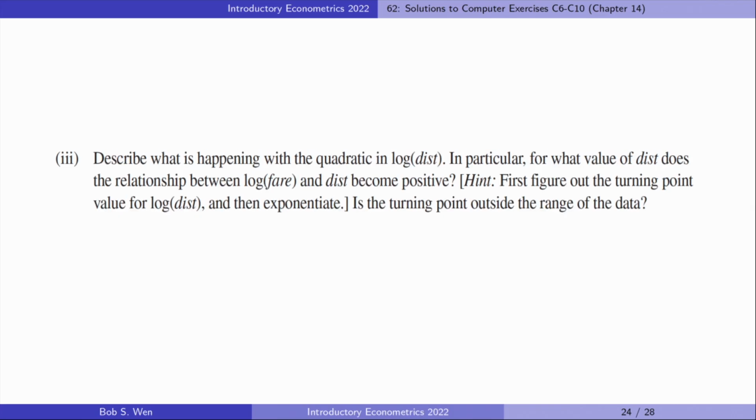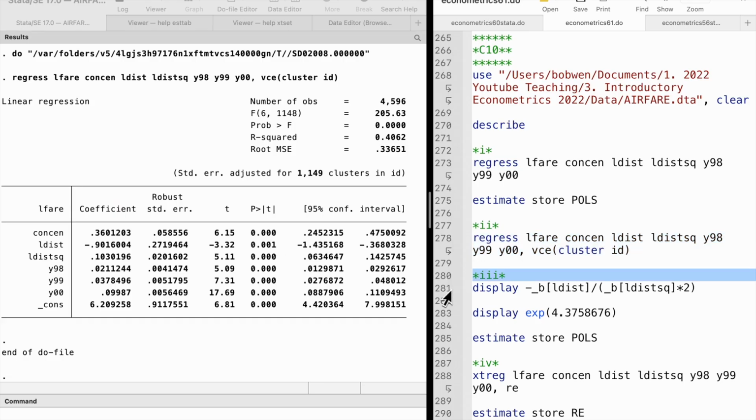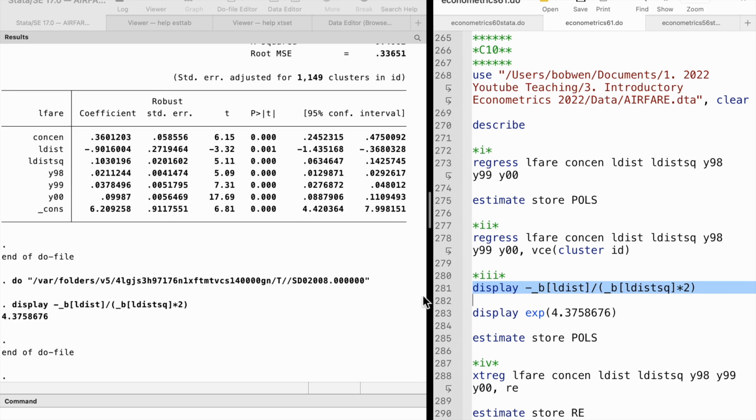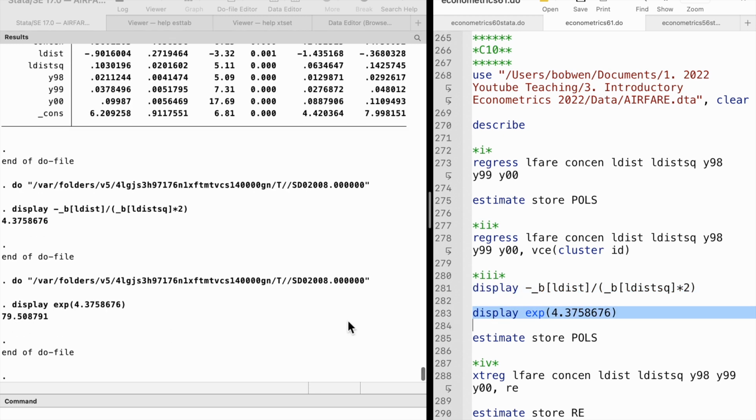In part 3, we will describe what is happening with the quadratic in log distance. In particular, for what value of distance does the relationship between log fare and distance become positive? We can figure out the turning point value for log distance by equating the first derivative to 0. The turning point is 79.51 miles. After that point, the fare increases with distance.